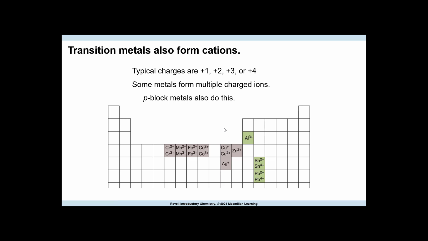Some metals in the lower part of the p block also behave this way. Here are some ions in the d and p block. You can see that even some in the p block, this is lead, actually lose different numbers of electrons.